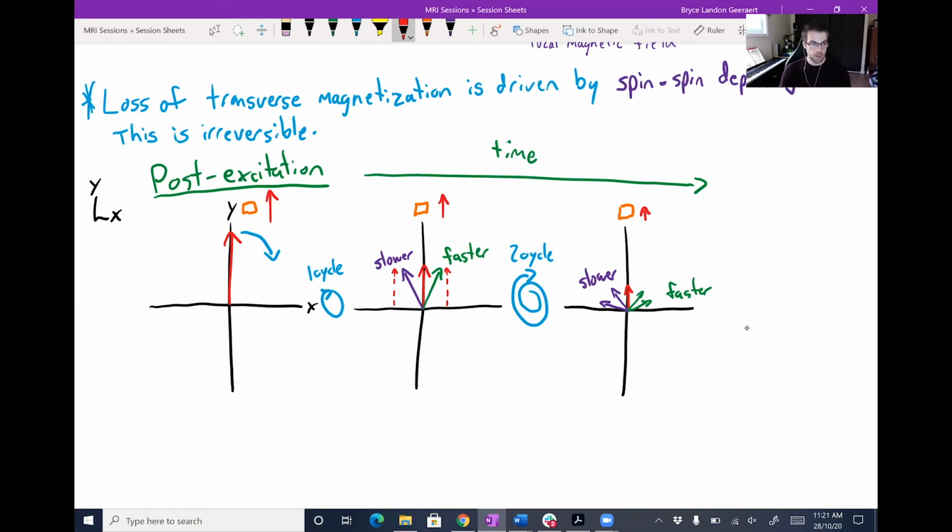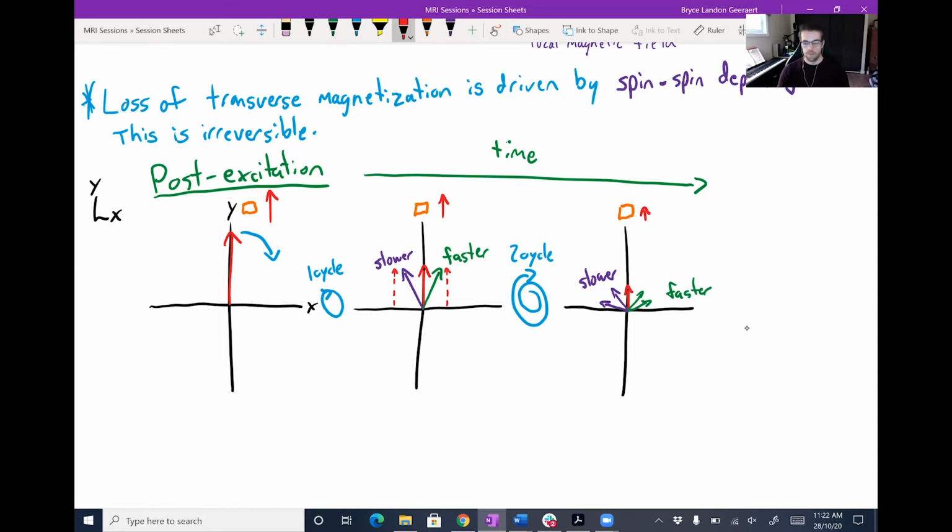So hopefully that makes sense and helps to explain why dephasing is such a pronounced and quick process. Because essentially, immediately after you remove the B1 field and remove the force that's causing spins to precess in synchrony, these spin-spin interactions are going to cause some protons to precess faster, some to precess slower, and this happens quite quickly.